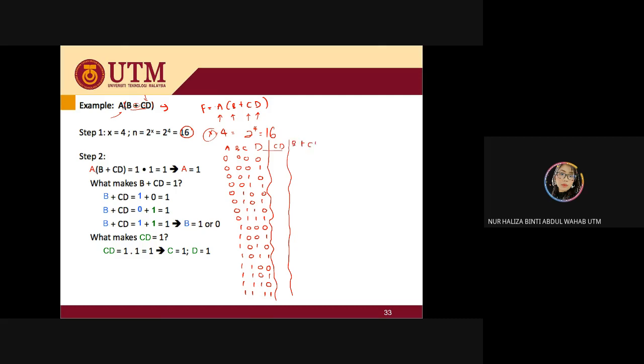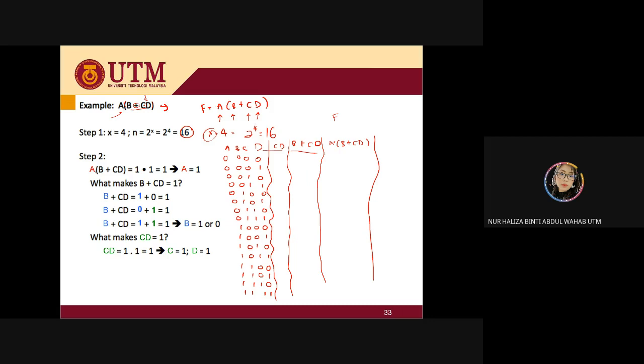B plus CD. So this one is basically your understanding. You can see over here, if you draw the truth table, you can directly put the F. But it depends on you whether you understand it step by step or you want to jump directly to your answer.